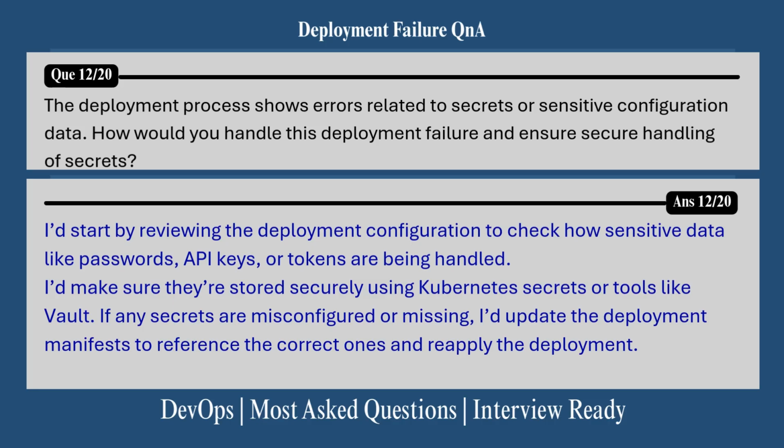I would start by reviewing the deployment configuration to check how sensitive data like password, API keys, or tokens are being handled. I would make sure they are stored securely using Kubernetes secrets or tools like Vault. If any secrets are misconfigured or missing, I would update the deployment manifest to reference the correct ones and reapply the deployment.